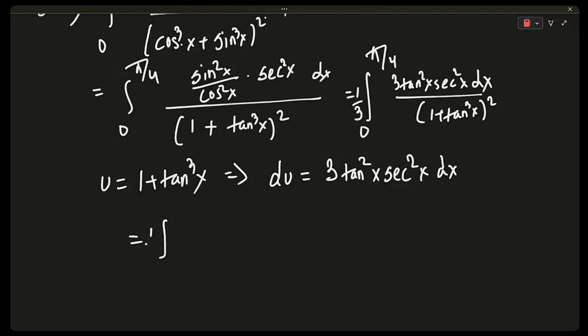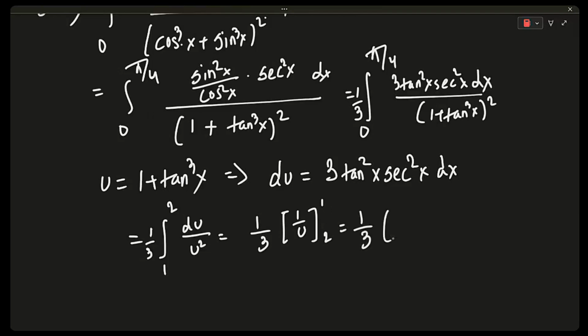Therefore, our integral is nothing. Now, 1 by 3 is outside. The limits are going to be 1 to 2 by putting 0 and pi by 4 respectively. What happens here? This becomes du and this becomes u square. So therefore, 1 by 3, integration is minus 1 by u, but we can simply write like this. And this would become 1 by 3 into 1 minus 1 by 2, which is 1 by 6. Therefore, we have the correct answer.